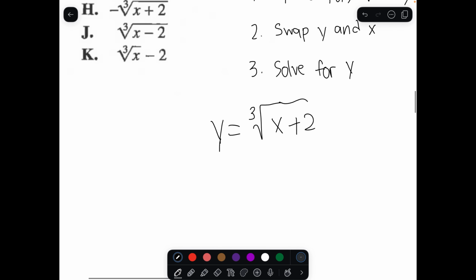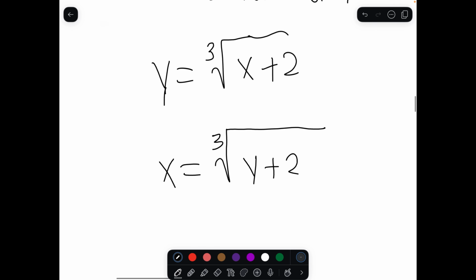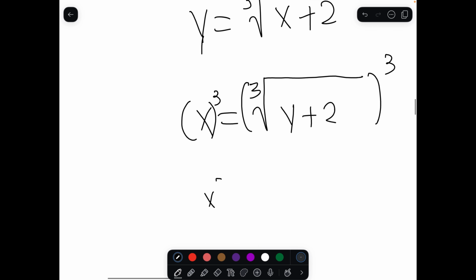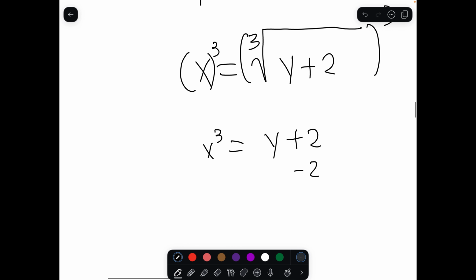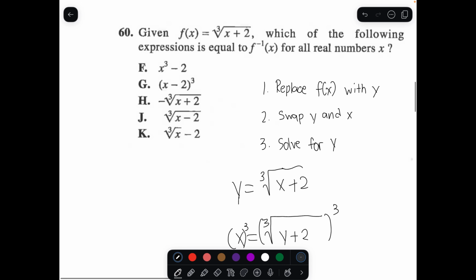Now we want to swap these. So x equals the cube root of y plus 2. And since we're solving for y, to cancel out the cube root, you're going to cube both sides, right? If you cube the right side, you have to cube the left side. So it's going to be x cubed equals y plus 2. And I'll subtract 2 to solve for y. So you get x cubed minus 2 equals y, right? And that's all you do. So the answer to question 60 is F.